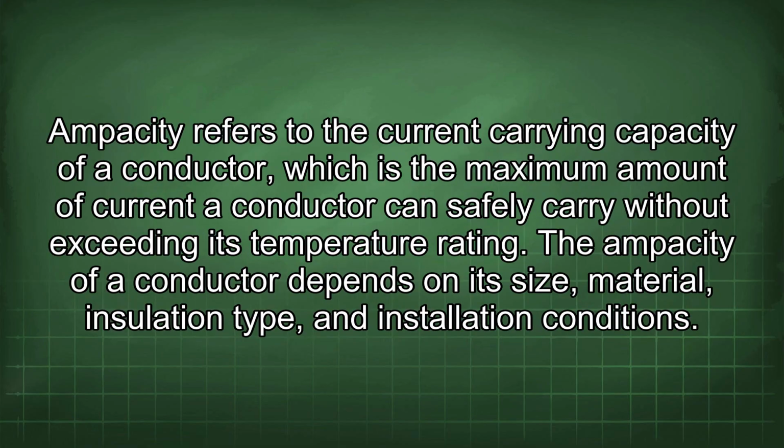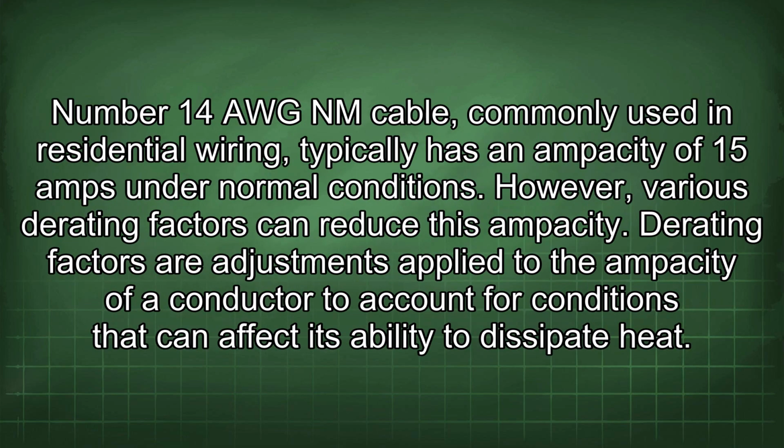Ampacity refers to the current carrying capacity of a conductor, which is the maximum amount of current a conductor can safely carry without exceeding its temperature rating. The ampacity of a conductor depends on its size, material, insulation type, and installation conditions. Number 14 AWG-NM cable, commonly used in residential wiring, typically has an ampacity of 15 amps under normal conditions. However, various derating factors can reduce this ampacity.